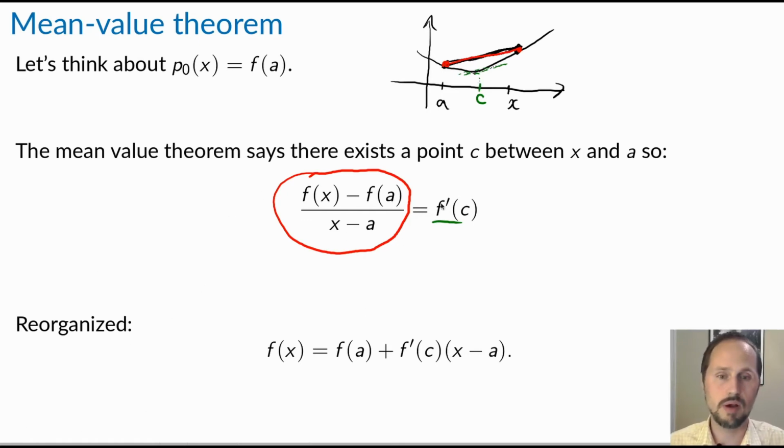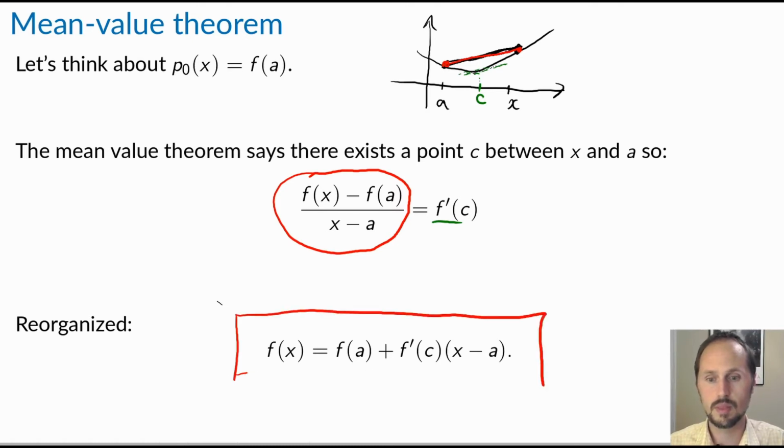And now after doing some algebra, I'm going to move that denominator x minus a over to the right-hand side and then move f of a over. I end up with this formula over here, which says that f of x is equal to f of a plus f prime of c times x minus a.